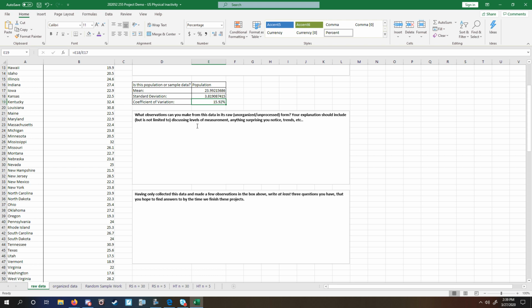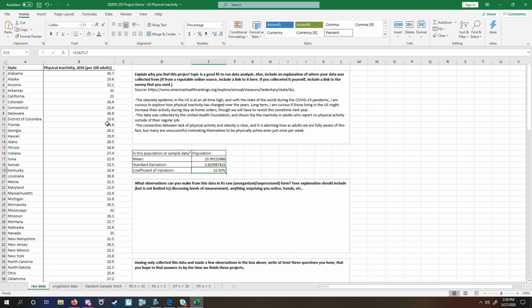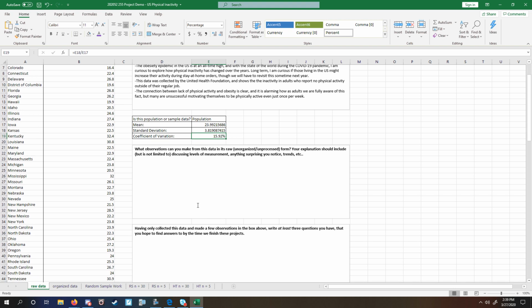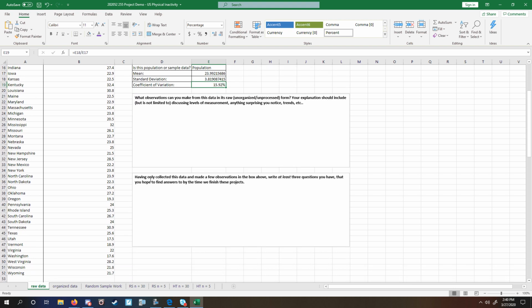Levels of measurement: is this nominal, ordinal, interval, or ratio? So again, something like this, when you're talking about the amount of people who fit the criteria of physical inactivity, this would be a ratio level of data. So I would take this time and I'd go ahead and fill in this box here with that kind of information. So now, having only collected this data and made a few observations up here, write at least three questions that you have and what you hope to be able to answer by the time we're done.